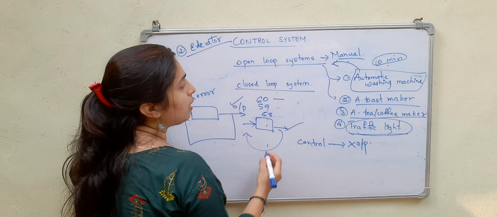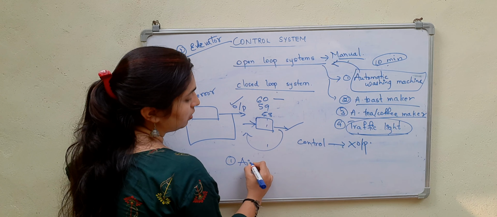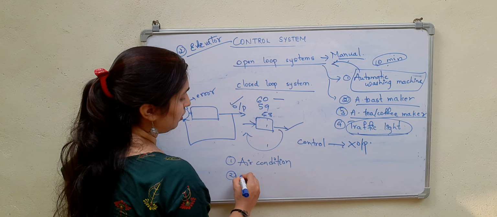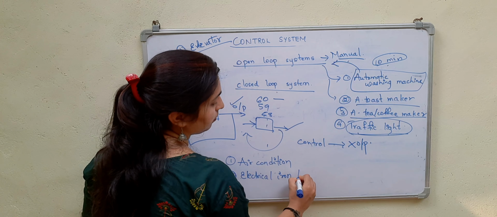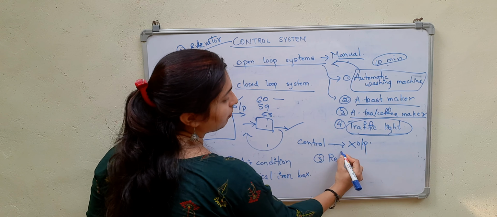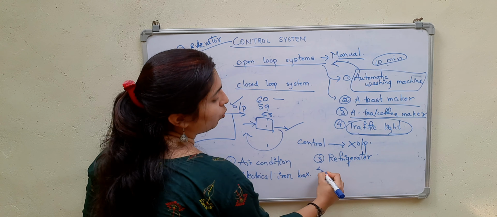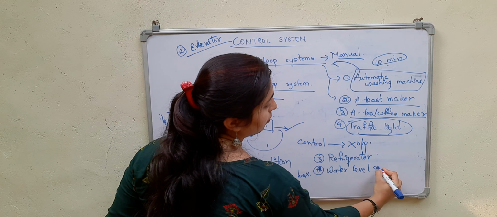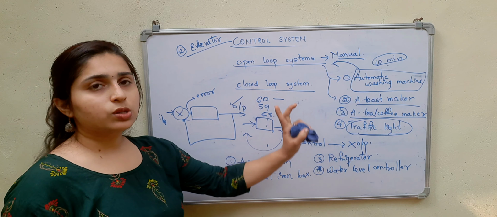The best examples of closed loop systems are the air conditioner, electrical iron box, refrigerator, and water level controller. These are the best examples of closed loop systems.